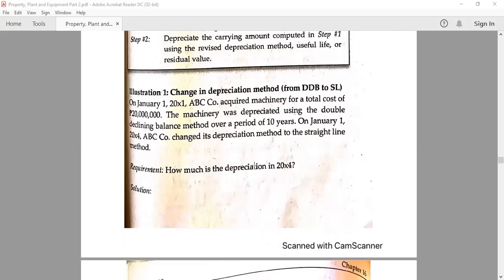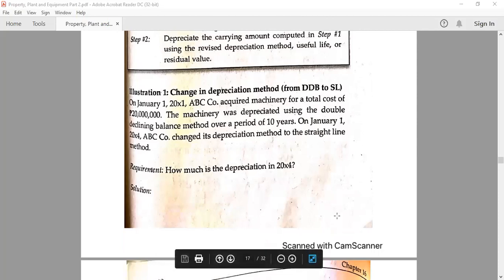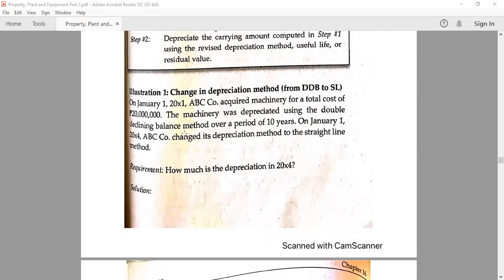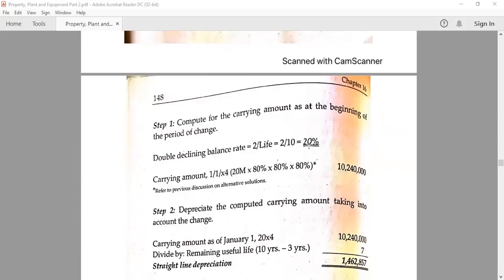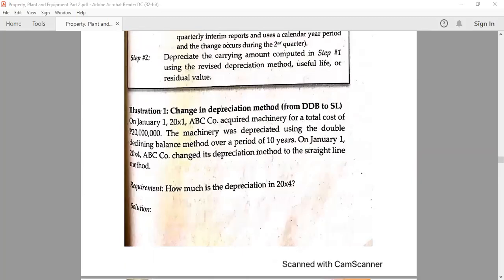All right. So let's say, for example, illustration 1. There's a change in depreciation method from DDB, which stands for double declining balance, to SL, which stands for straight line. So in this case, this is what we are going to do. Remember, we have 20 million cost and then 10 years using double declining balance. So that's 2 over 10. Therefore, there's 20%.